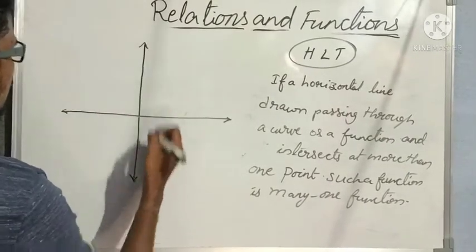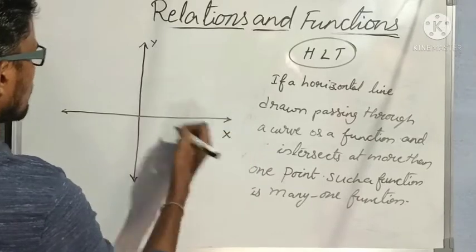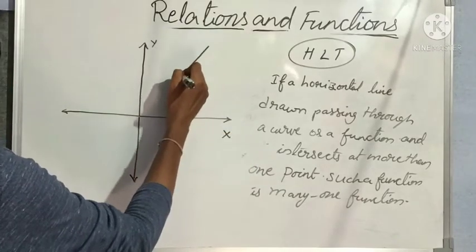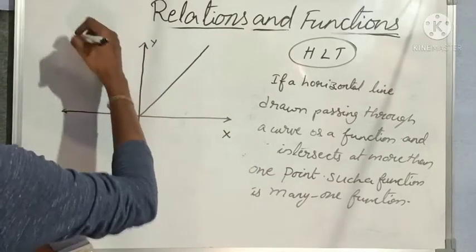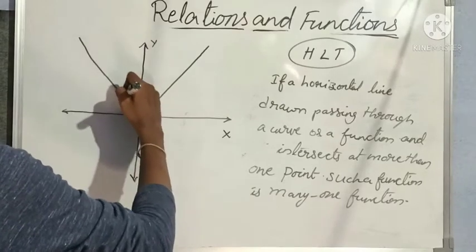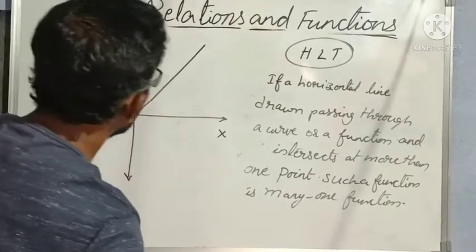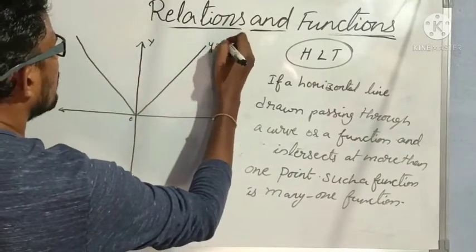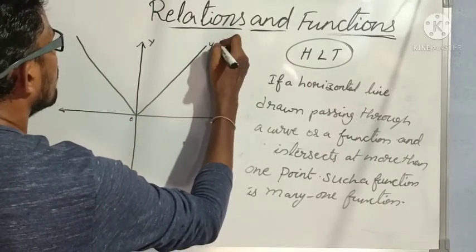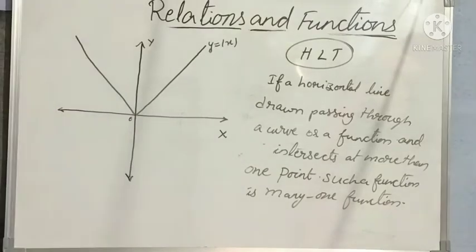Yes, so this is the y axis, this is the x axis. So y is equal to mod x means we are having a sharp corner at the origin, that is 0. At x is equal to 0, we are having a sharp corner, right? So this is the curve of y is equal to mod x. Yes, this also I have explained in differentiation.